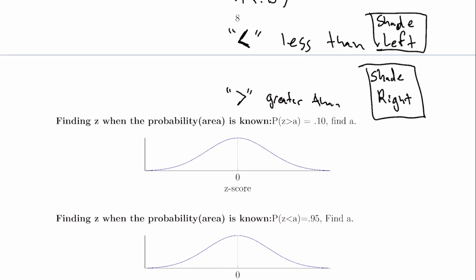So when we're doing this, same thing as before, it could either be A or it could be B. So you can either shade the Z value on the negative side, or it could be a Z value on the positive side. The way I determine which of these two Z values I want to use is to look at the probability. So for this one, what's my probability?